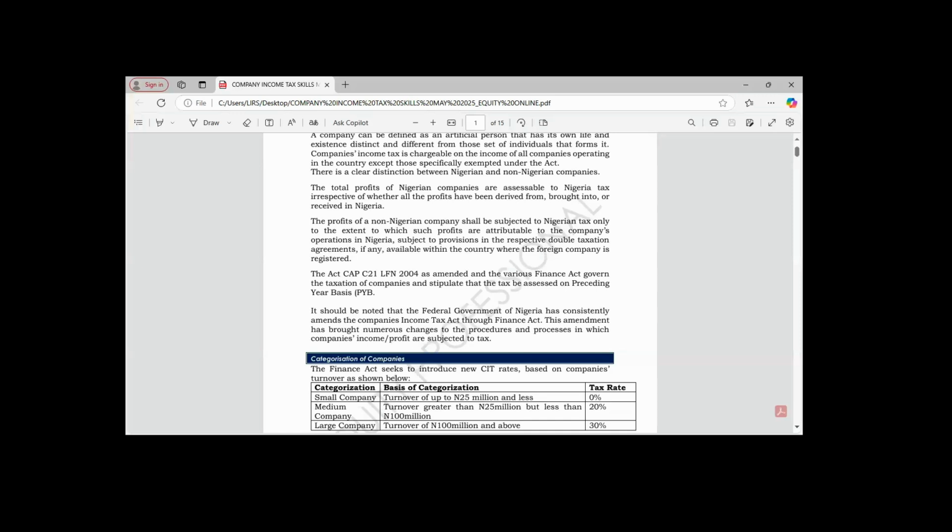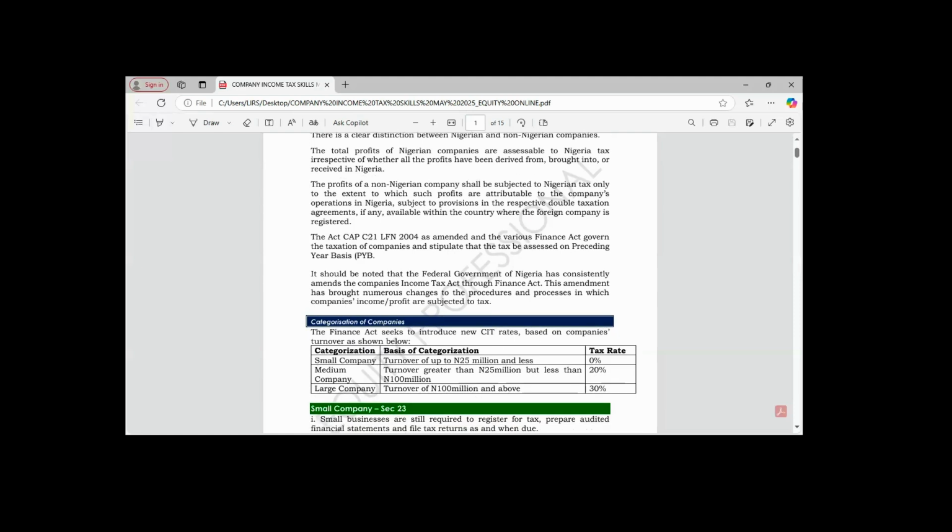And this income of a company is liable to tax on preceding year basis. So that means the profit that you generate in 2020 will be available for tax in 2021. So it's available on preceding year basis. And this tax is administered and collected by the Federal Inland Revenue Service on behalf of the federal government. So it is an income that belongs to the federal government, which is collected by the Federal Inland Revenue Service on behalf of the federal government.